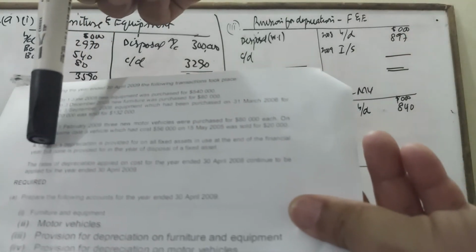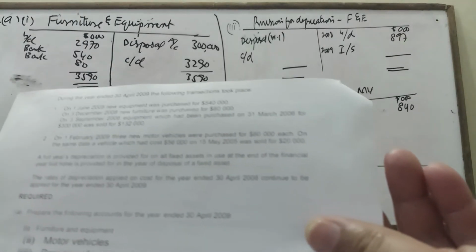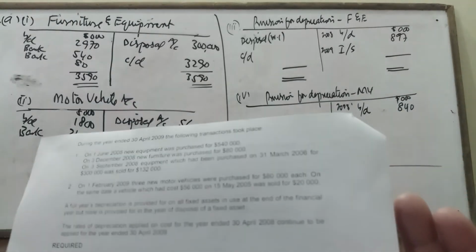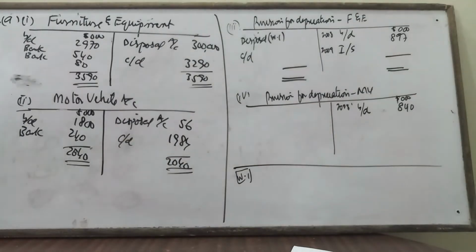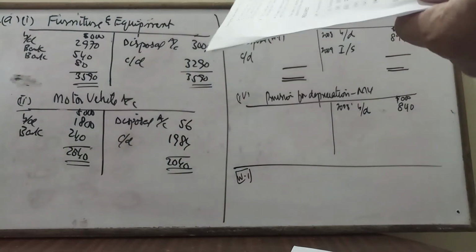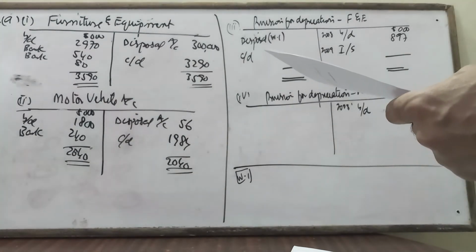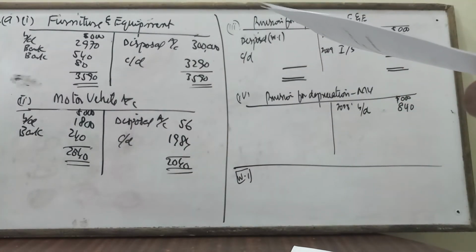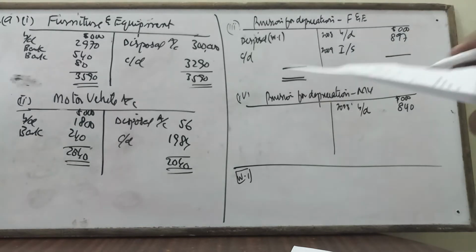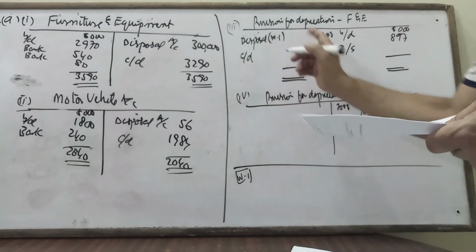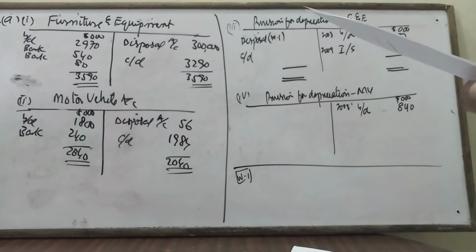Okay, the policy, the last sentence, says it is business policy to charge full year's depreciation in the year of purchase, but no depreciation in the year of disposal. So that means the equipment which had been purchased on 31st March 2006, and our accounting year ends in April. The cost of equipment was 300,000, right?